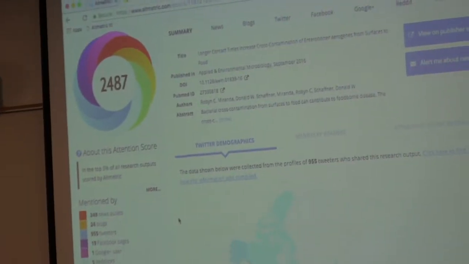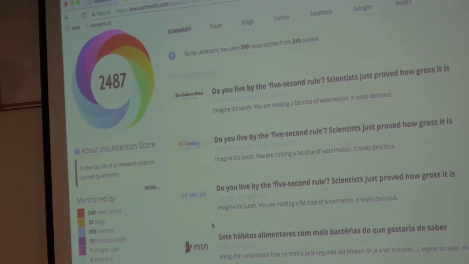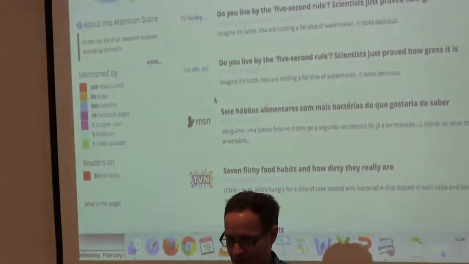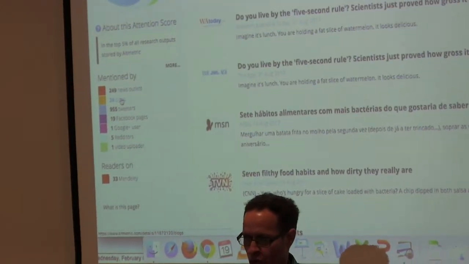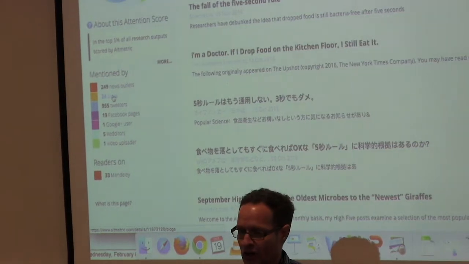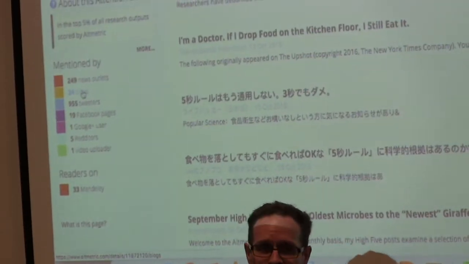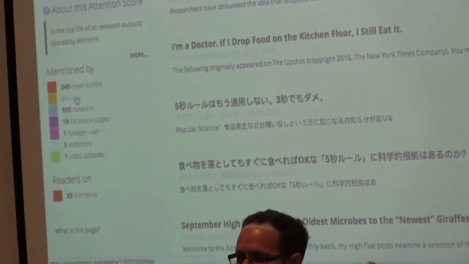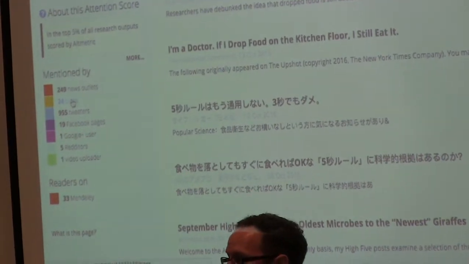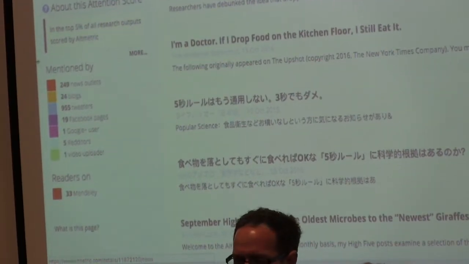So here it was mentioned in 249 news outlets. 24 times in blogs. So PlumX was good. It's a starting point, but I would also download this application as well. It's just a free one that you could drag to your toolbar.